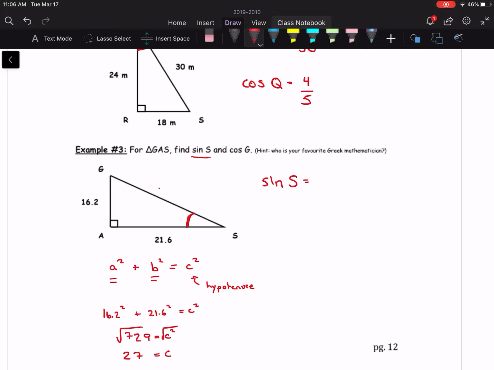And so the length of my hypotenuse is 27, and now I'm able to figure out what the sine of angle S is, because I have the length of the hypotenuse now. So sine of angle S is the length of the opposite side divided by the length of the hypotenuse. Again, we should always try and rewrite this in lowest terms. We don't really want to write decimal numbers in a fraction. And so this turns out to be 0.6 or 3/5.